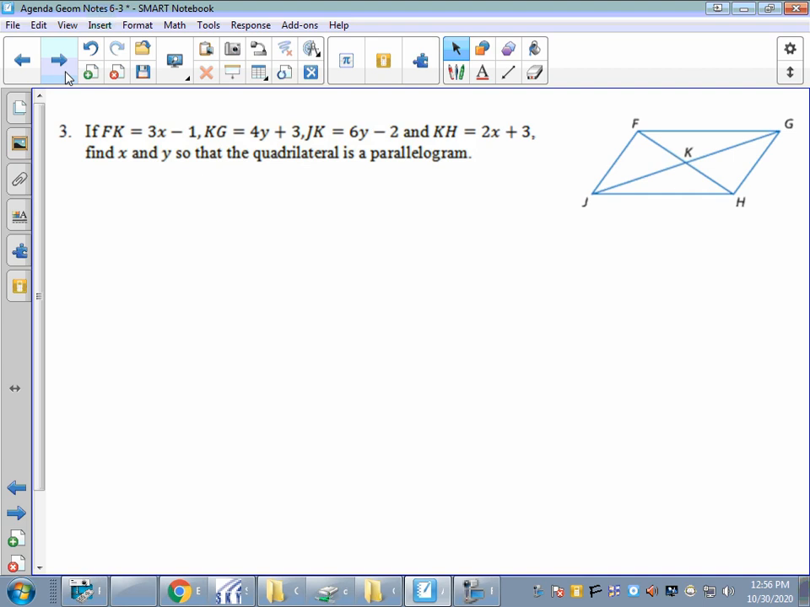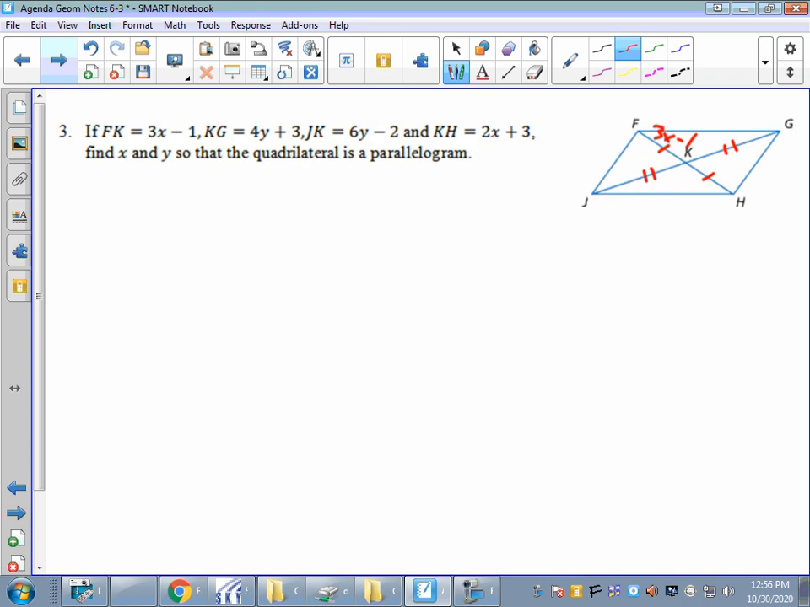Next one, involving the diagonals here. We've got FK is 3x minus 1. They give us all the information in the diagonals. So FK is equal to 3x minus 1. Remember, this has to be equal to this for it to be a parallelogram. And this side here has to be equal to this side here. So let's just write in the given information. They give us that FK is equal to 3x minus 1.